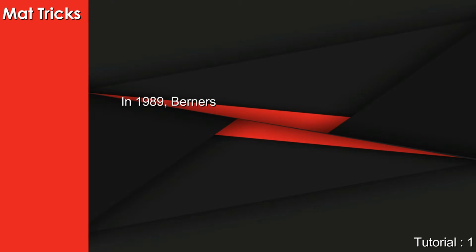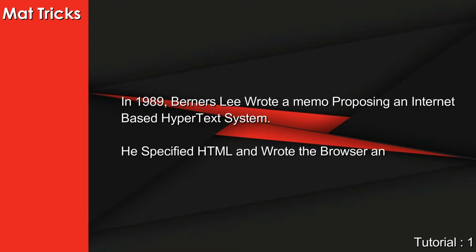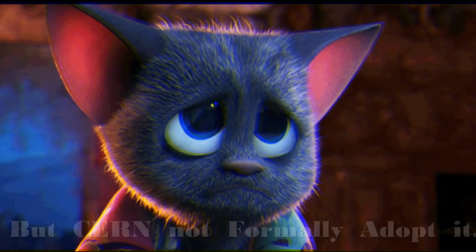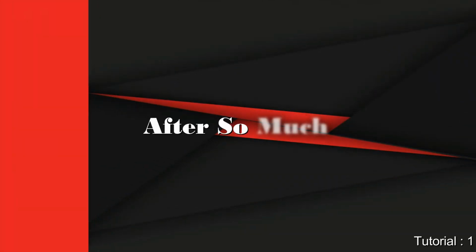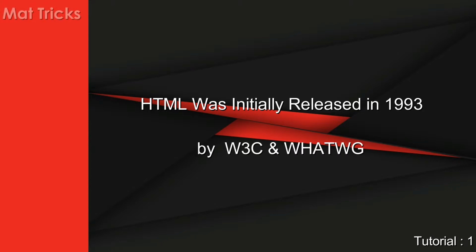In 1989 Berners-Lee wrote a memo proposing an internet-based hypertext system. Berners-Lee specified HTML and wrote the browser and server software in late 1990. But CERN did not formally adopt it. Oh yes. After so much struggle, HTML was initially released by W3C and WHATWG.